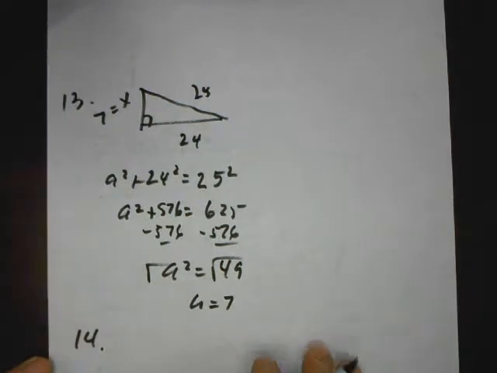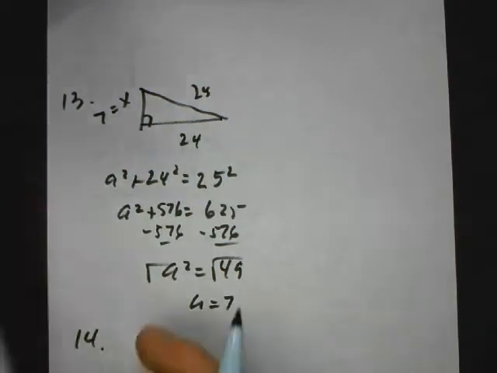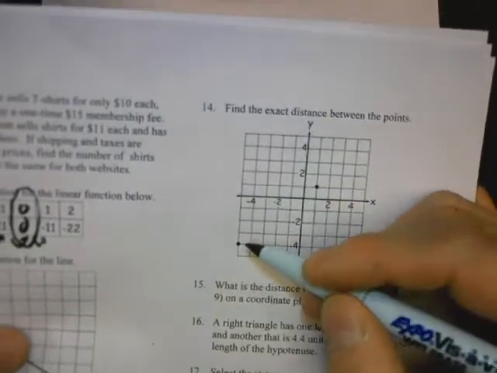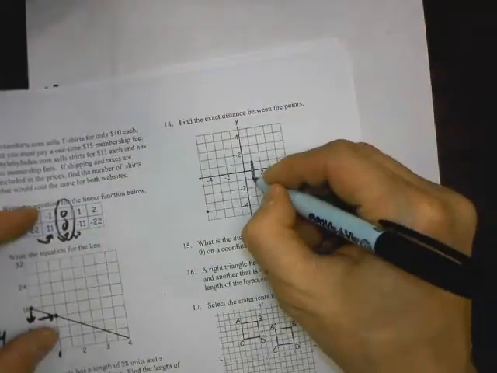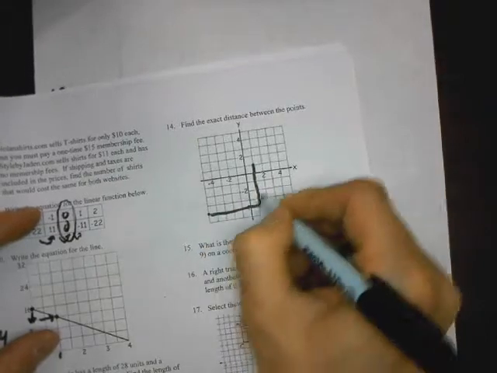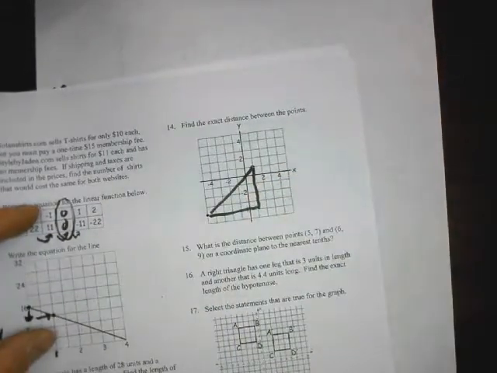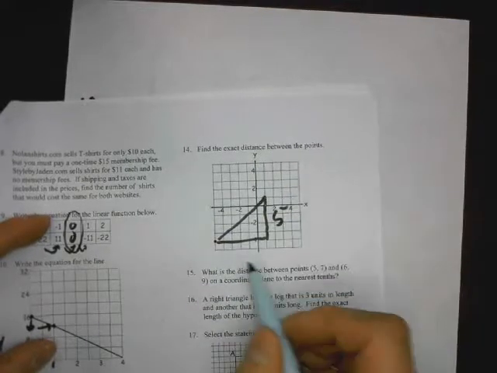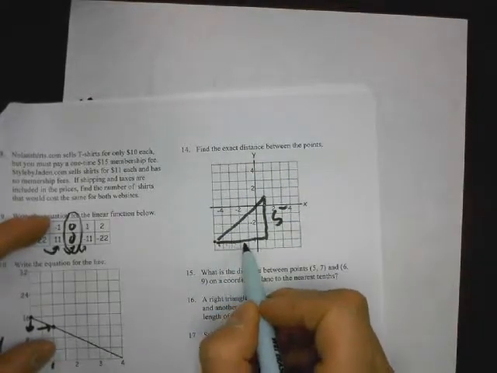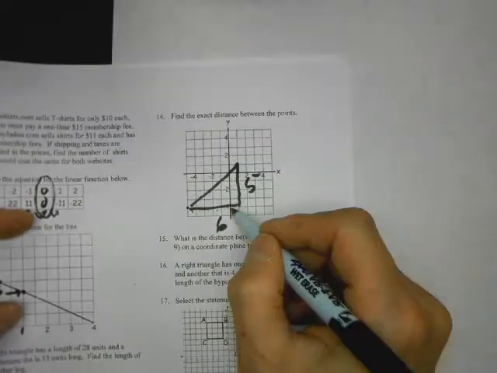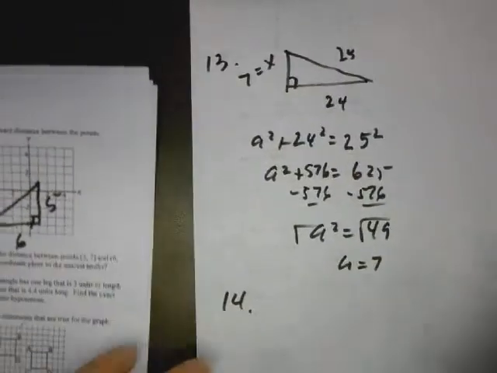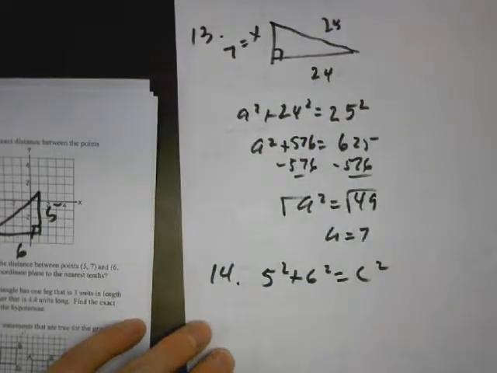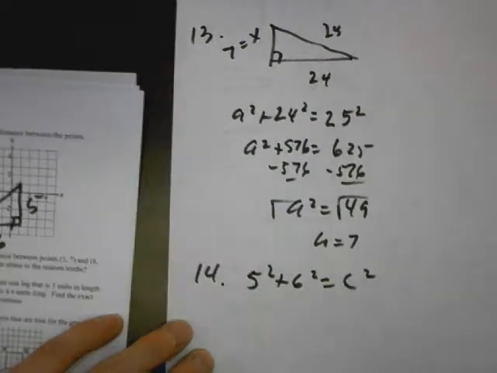Now we're on 14. Find the exact distance between these 2 points. Okay, so here are the points they give us, right? This one and this one. So if I made a right triangle out of this, I need to find that length right there. Okay, I know that this is 1, 2, 3, 4, 5 units long. This is 1, 2, 3, 4, 5, 6 units long. So a squared plus b squared equals c squared. I have another Pythagorean theorem question, and this time they're asking me to find the hypotenuse.